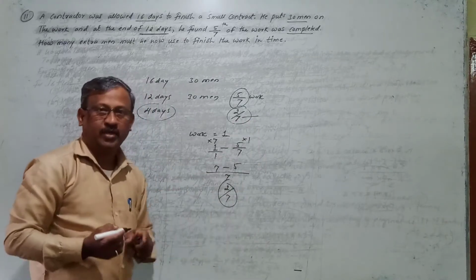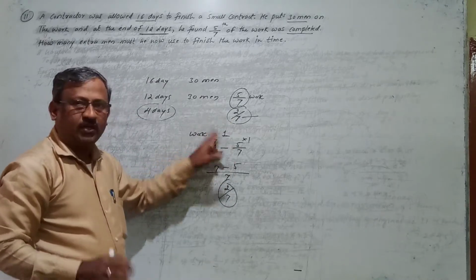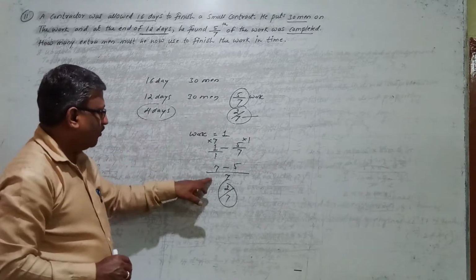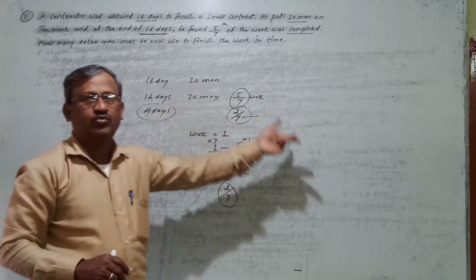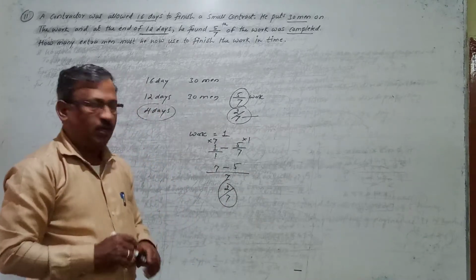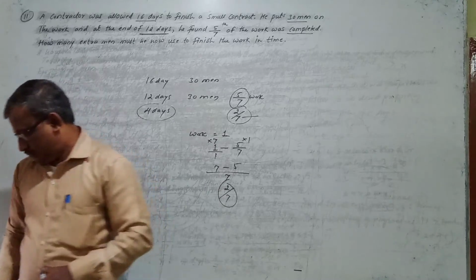So you have to show how we have got 2/7. For that, total work is always assumed to be 1, remember. So after calculating this, you have to put the equation, then simplify and calculate the extra men. So I hope this is clear to you all. So let's start with the solution.